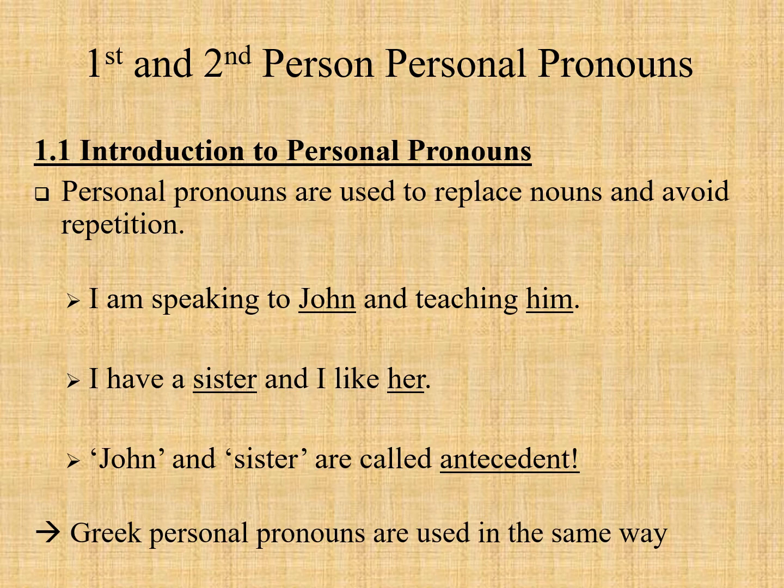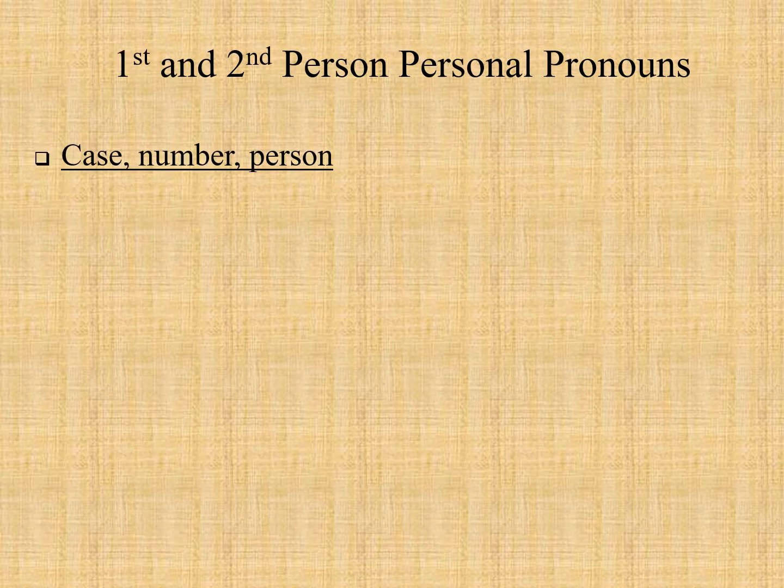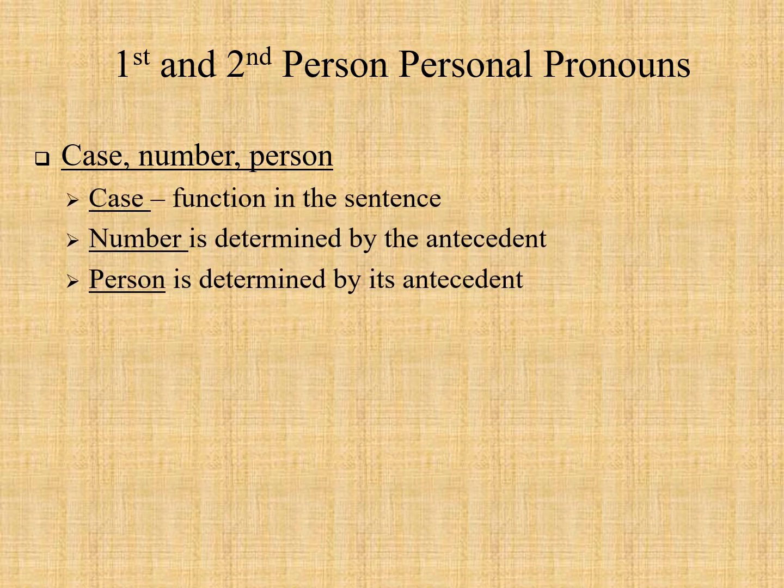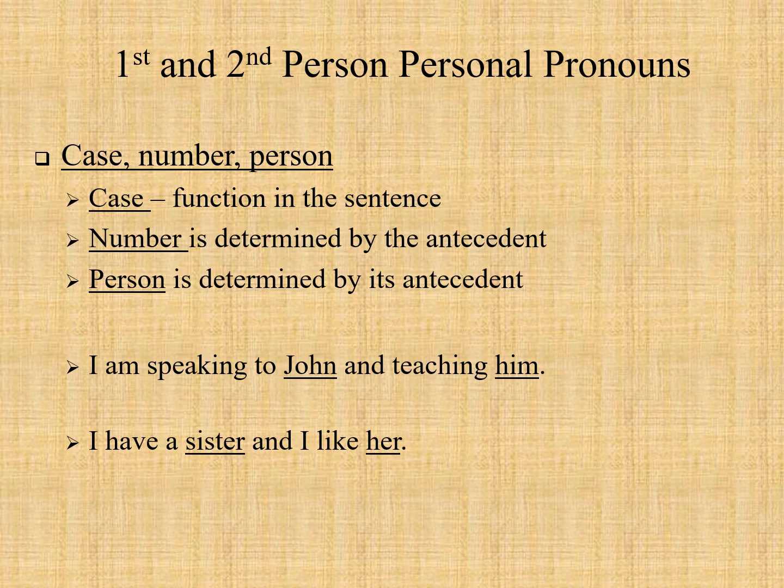So the way that we use the English pronouns is the way that we also use the Greek pronouns. When we talk about personal pronouns, the case, number, and person need to be identified. The case of the personal pronoun is determined by its function in the sentence. Its number is determined by the antecedent, and the person is also determined by its antecedent. So let's look at the example.